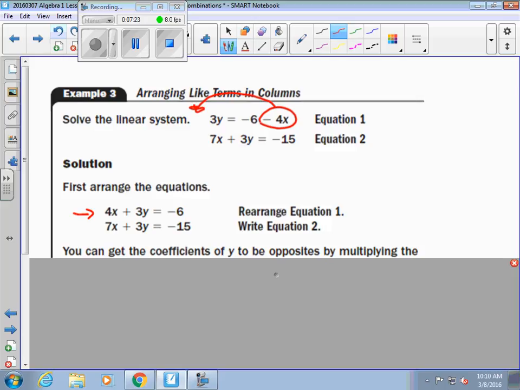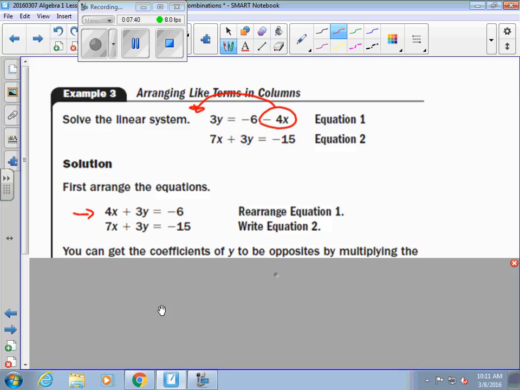Now they're stacked. X is on top of x's, y is on top of y's, constants on top of constants. Now you have to ask yourself, do you have opposite coefficients? No, 4 and 7 are not opposites, and 3 and 3 are not opposites. 3 and 3 are close. One of them just has to be negative.